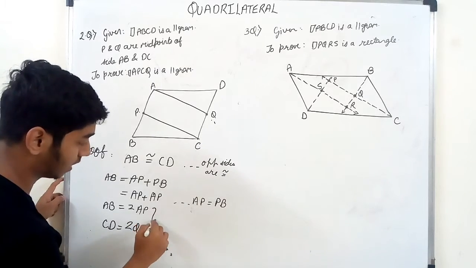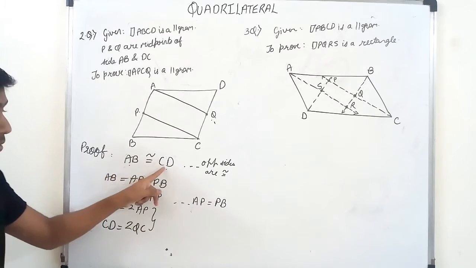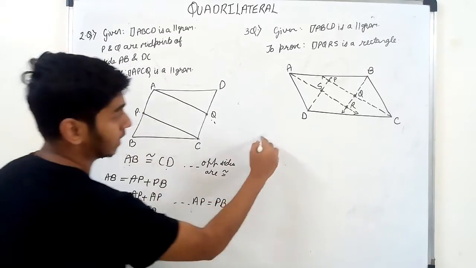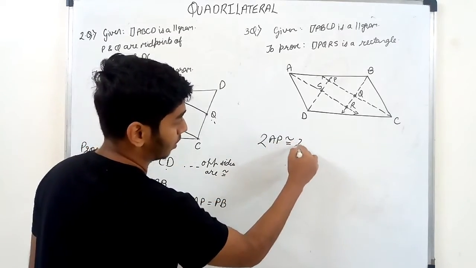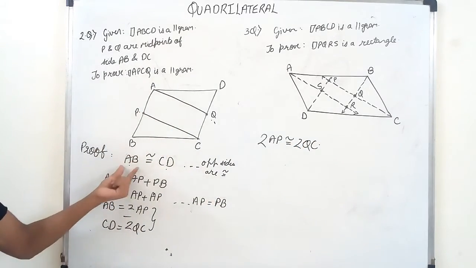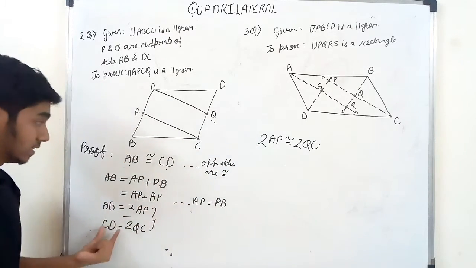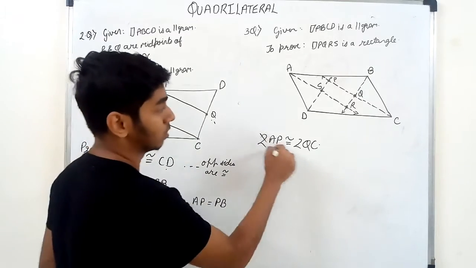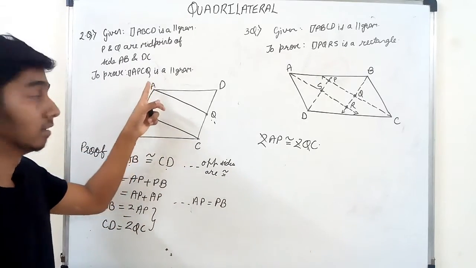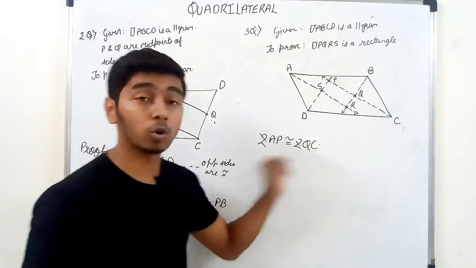Now, so we have got these two. Now can we say if these two are equal, AB is congruent to CD, substitute these two values, let's see what we get. So we get 2AP is congruent to 2QC, correct? Like this and this is congruent, that's why substitute AB as 2AP and CD as 2QC. So here 2 is gone, you get AP congruent to QC. So in this quadrilateral APCQ, AP and QC, they are congruent.